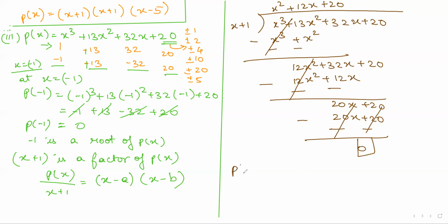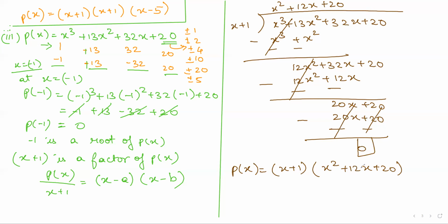Now your P of x will be equal to x plus 1, and the second factor is the combination of the rest, which is available in x squared plus 12x plus 20. Now there is a shortcut to perform this middle term splitting method as well. I'll teach you that shortcut right now, but you have to solve the whole thing in your paper.